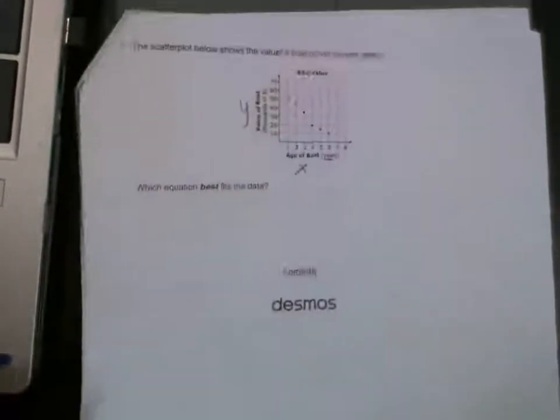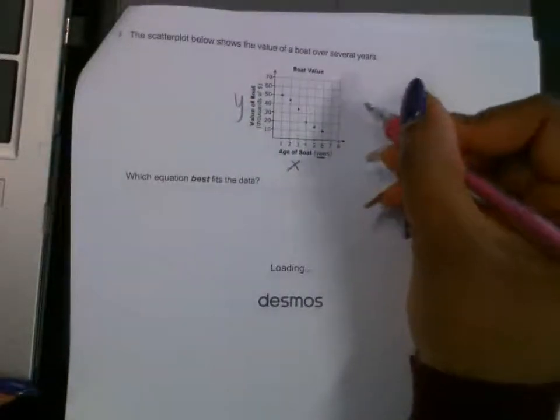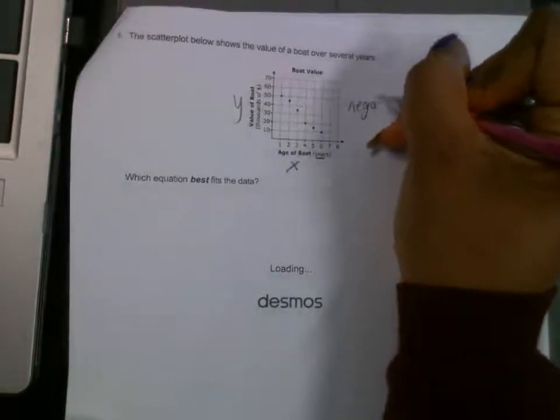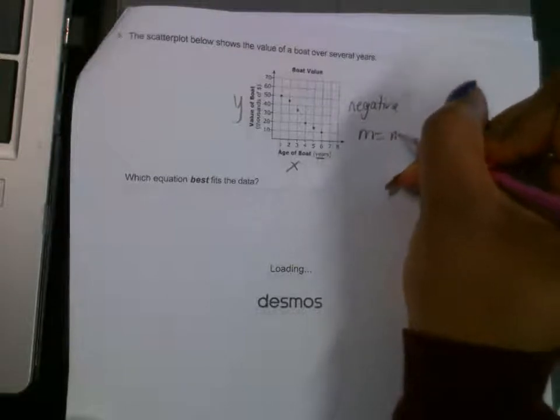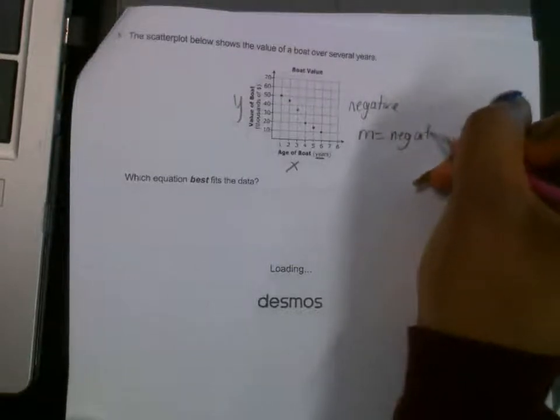All right, what kind of correlation is this? Positive, negative, or no correlation? Negative. Good job. This is a negative correlation. Since it's a negative correlation, your M is going to be a negative number, okay?